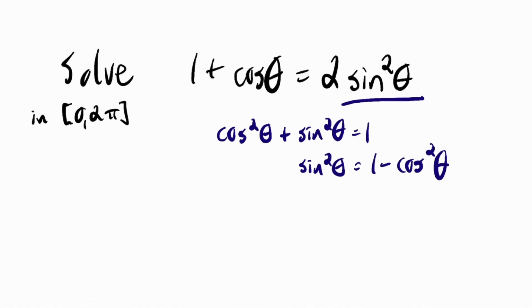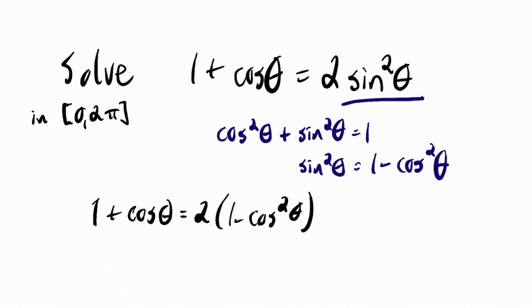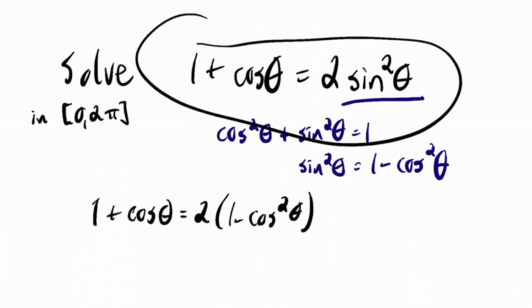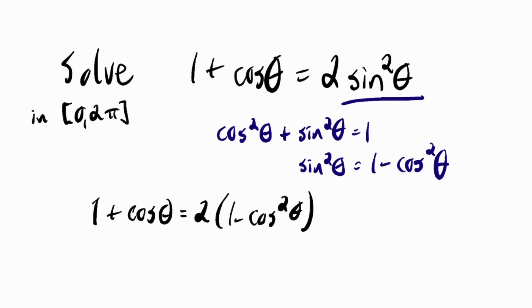So now I'm going to have 1 plus cosine theta equals 2 times 1 minus cosine squared theta. Which, it might seem like that didn't help, but you'll see that this is an essential step. We really can't do anything else besides this. We could shuffle, we could move the 1 over, we could divide by 2. Those things aren't going to really get us any traction until we get rid of that sine, turn it into a cosine. So now we can actually really get started.